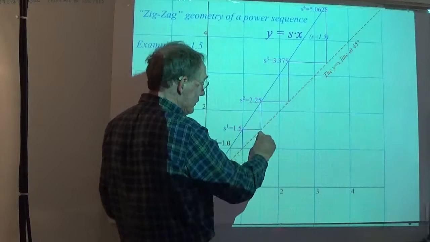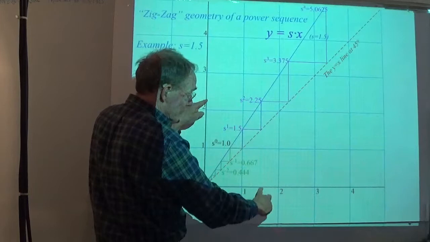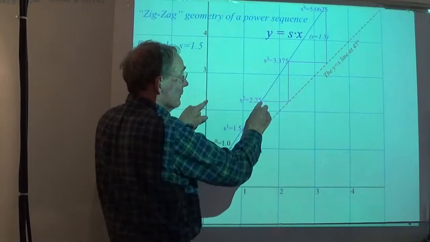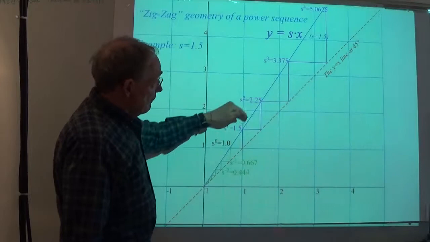So this would be s squared. And I could go ahead and write it here. We can also take it down to this point just to make a record of it on either axis. And then the next zigzag now is going to be s cubed, and so forth. So there's your geometric series, a rising series on a piece of graph paper. It's a staircase.